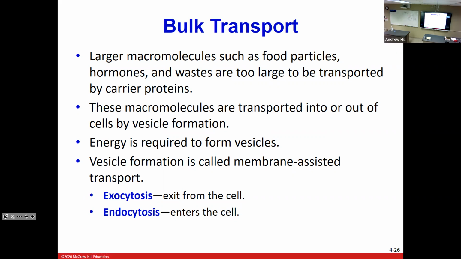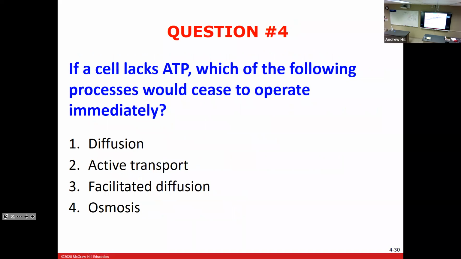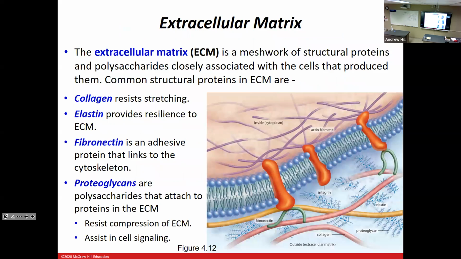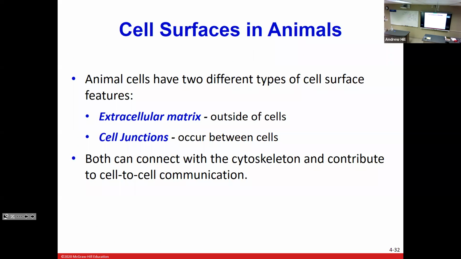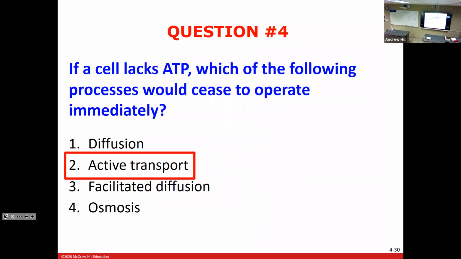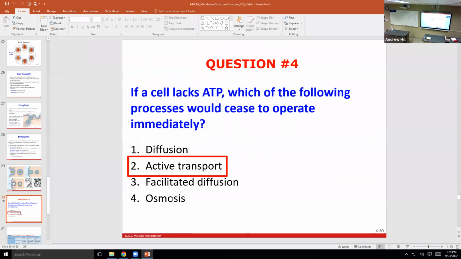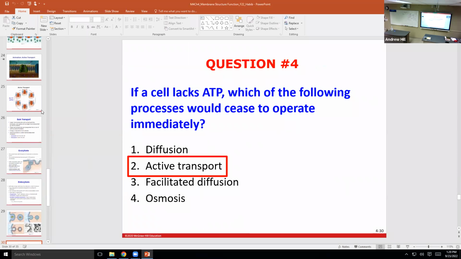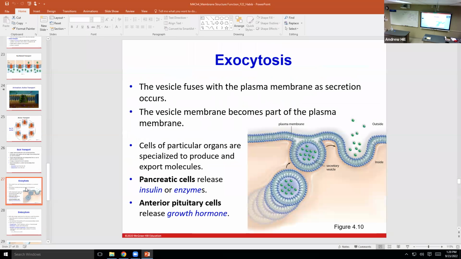Okay, so that's a little preview, and Dr. Bach will have to finish that up next time, right? So he's going to go into forms of endocytosis and exocytosis. And then we're very close to the end of this chapter. Okay. Thanks, guys. We'll be back to your normal teacher next time, right?